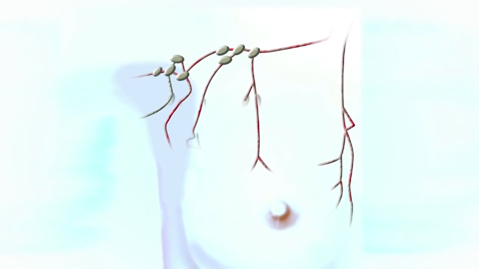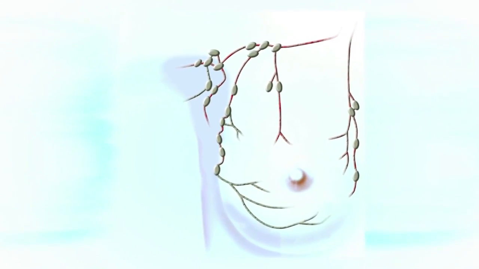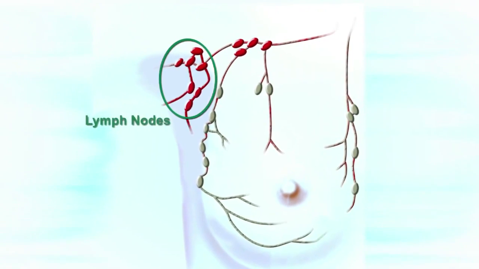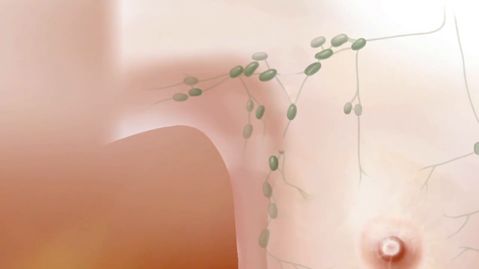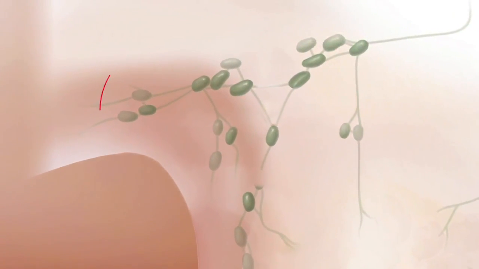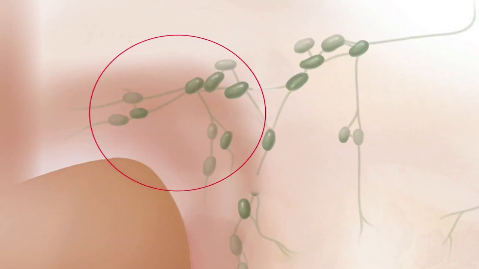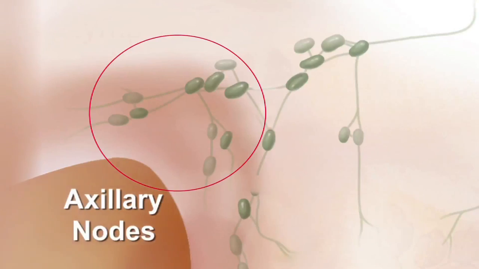Lymph is a clear fluid that contains immune system cells and tissue waste products. The fluid is carried in lymph vessels that lead to small, pea-sized collections of tissue called lymph nodes. Most lymphatic vessels of the breast lead to lymph nodes under the arm. They are called axillary nodes.